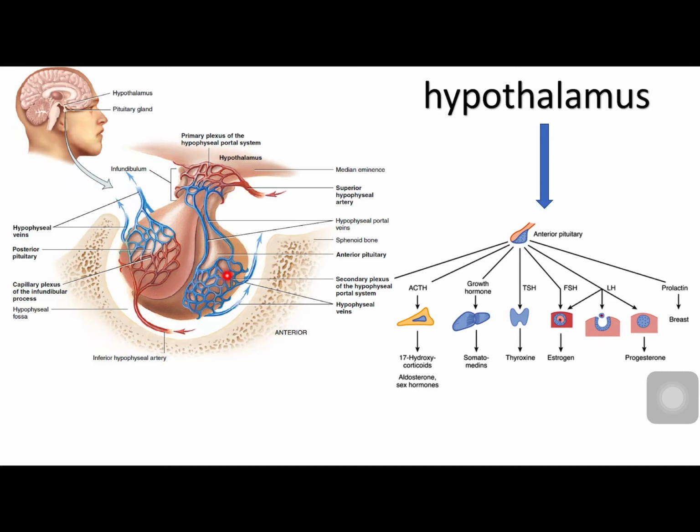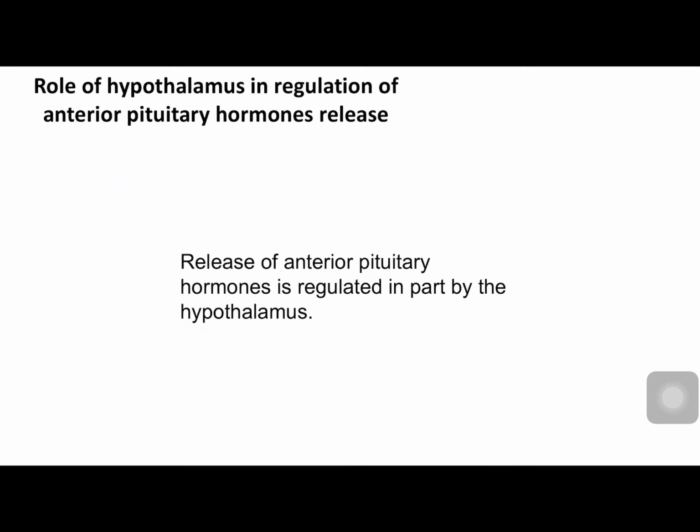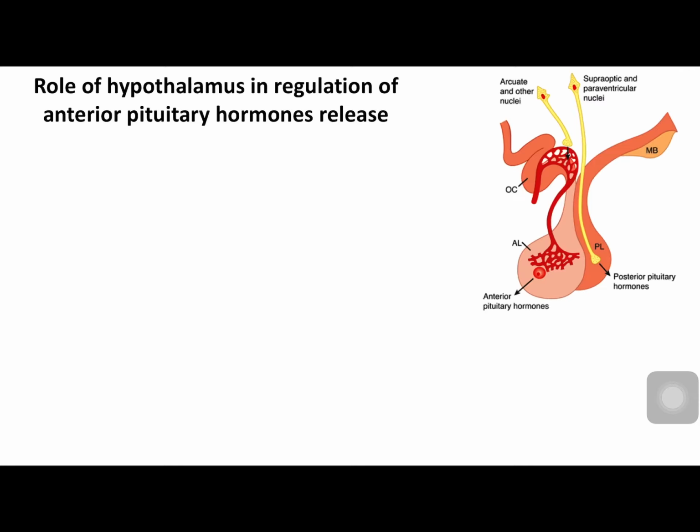With that brief anatomical description of the pituitary, let us move on to the important function of the hypothalamus, that is regulation of anterior pituitary hormone release. The release of anterior pituitary hormones is, to some extent, regulated by the hypothalamus. Being situated centrally in the brain, it acts as a major link between the nervous system and the endocrine system. How?